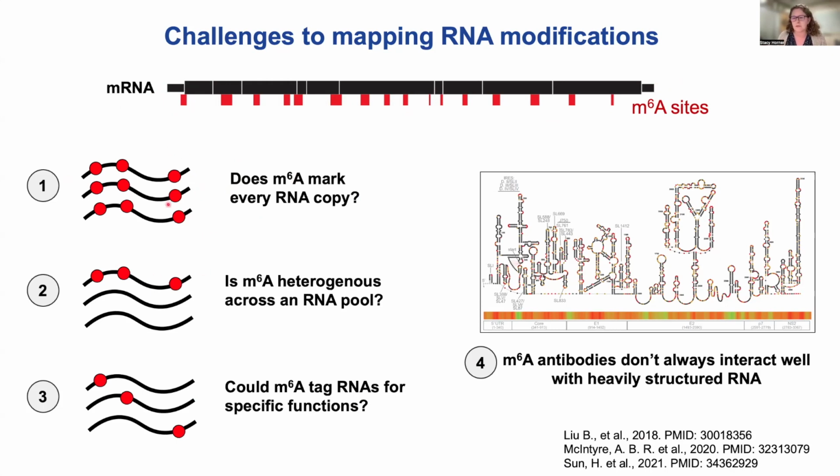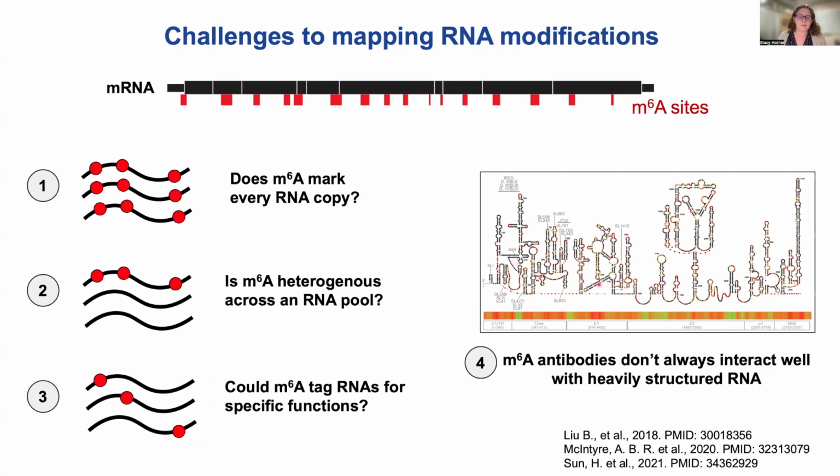You know, there aren't going to be three, but imagine that this is a group of them. We don't know if m6A is heterogeneous across an RNA pool. So does it look like this, or does it look like this? Because we can't distinguish between these two, we don't know if m6A could tag an RNA molecule for a specific function. For example, maybe this molecule on the top would do something interesting that would be different than this RNA molecule on the bottom.